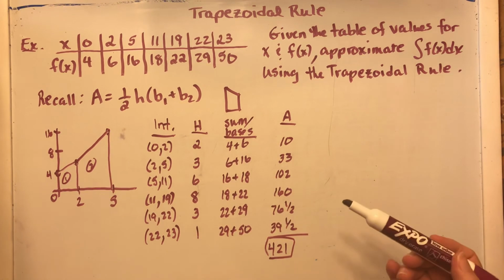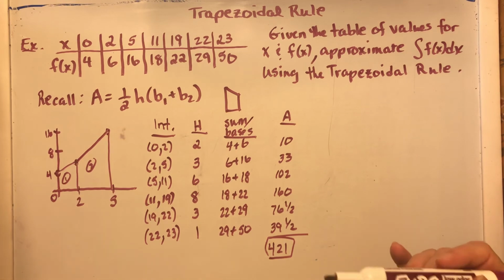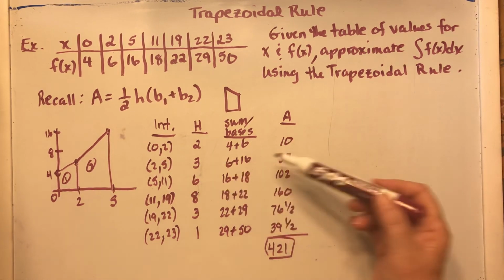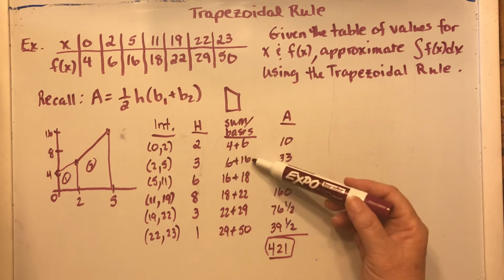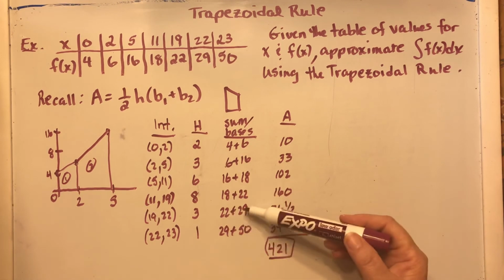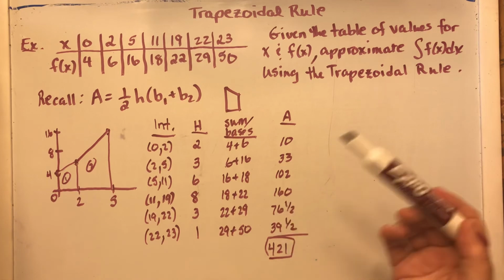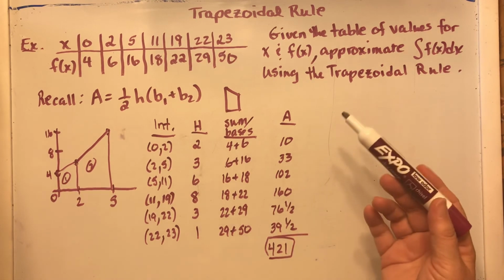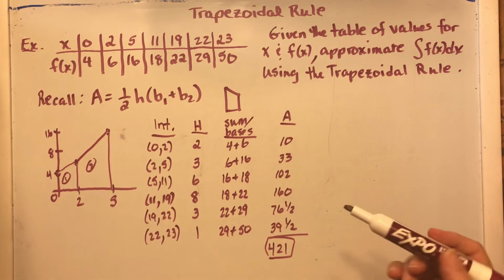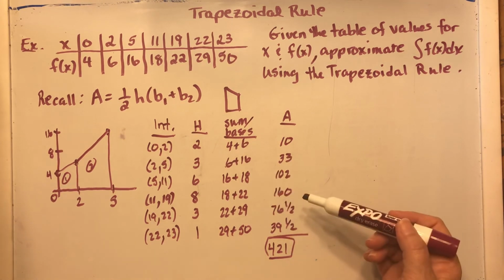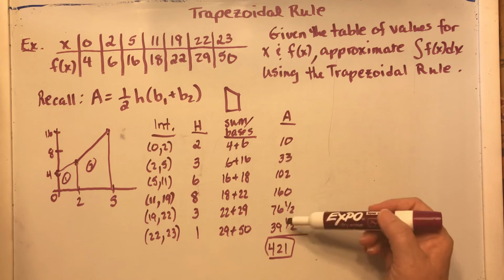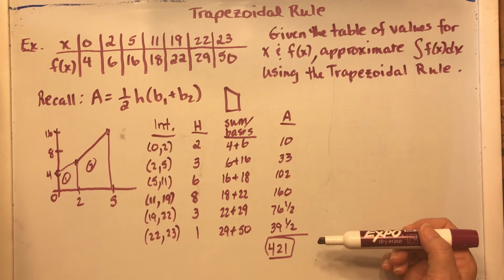Now, there are some shortcuts for this. I don't ever use them. I like to always just draw it out, because notice you've got these numbers repeating themselves, the 6, the 16, the 18, the 22, the 29. So if you want to look in your book and actually see some shortcut formulas, that's fine. But to me, this way I always understand what I'm doing. I actually think about the trapezoids themselves to get this final answer.